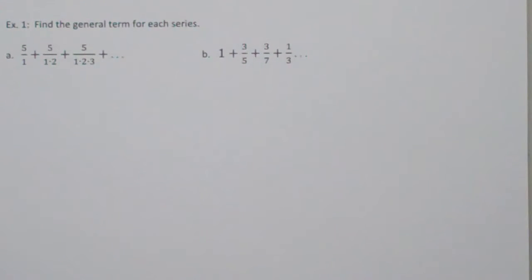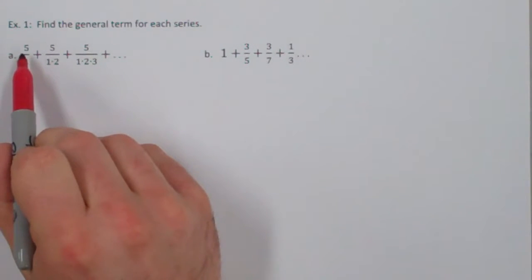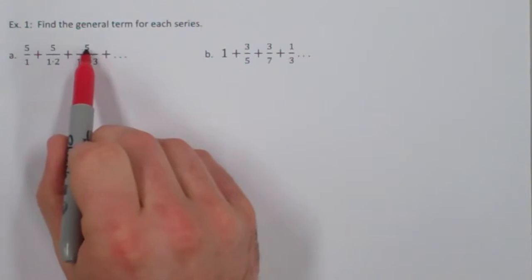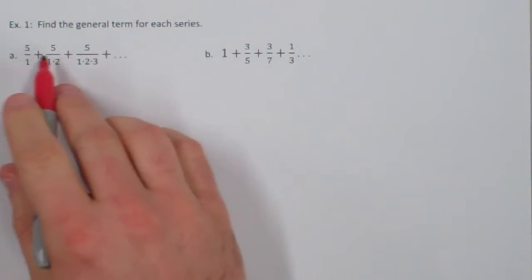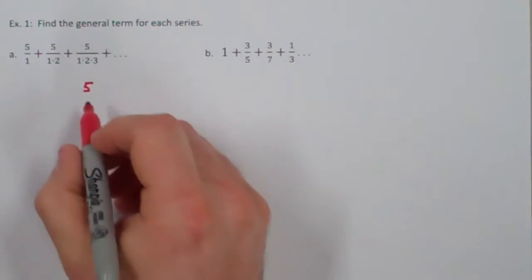For example 1, what we need to do is find the general term for each series. We're going to look for patterns. And for part A, one of the patterns we see is we can look just at the numerator position, and we see that a 5 is staying the same. So we know that our general term is going to have a 5.